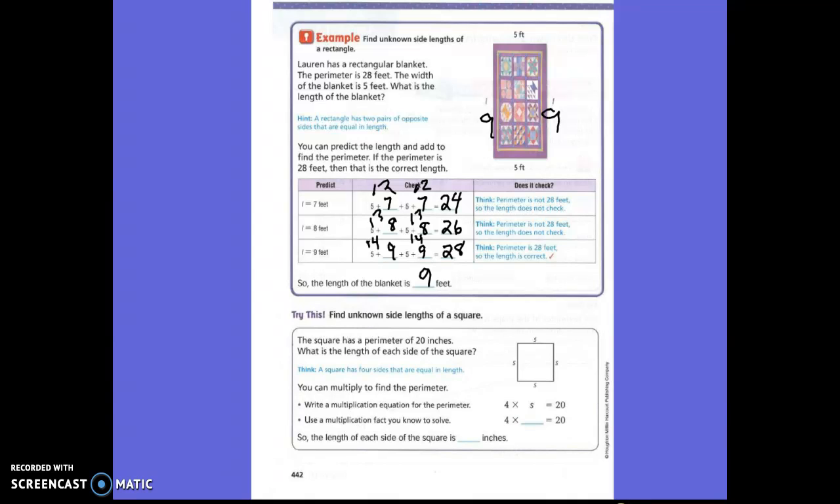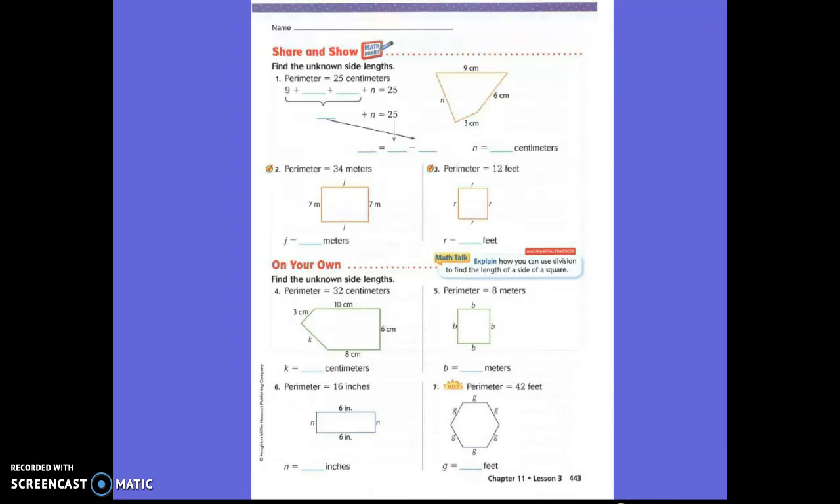There you go. All right, let's find the unknown length of a square. Guys, this has no lengths that you know, does it? No. The square has a perimeter of 20. Okay, this is where your multiplication and division come in. You have the big number of 20. You know there are 4 sides. What's 20 divided by 4? 5. Okay, you can multiply to find the perimeter. 4 times what equals 20? 5. Alright, so the side lengths are 5. 5 inches. Yes.